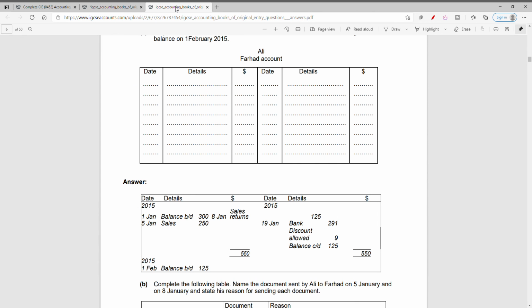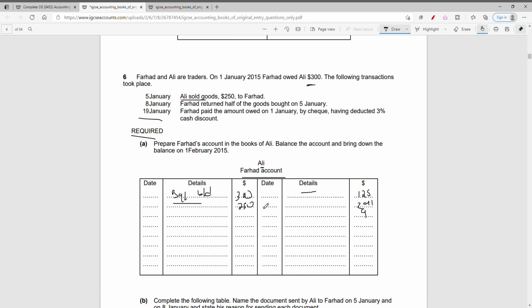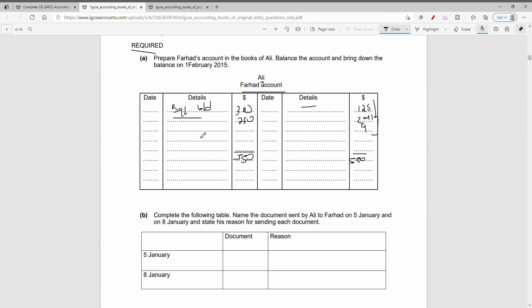And then I think bringing down the balance would be really easy. You just do 300 plus 250, which is 550, and then 550. You do 550 minus these values, get your balance carried down, and then you get your balance brought down. Pretty simple and easy.